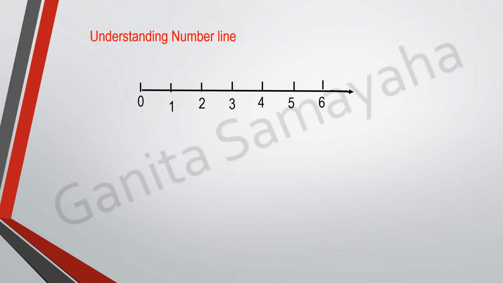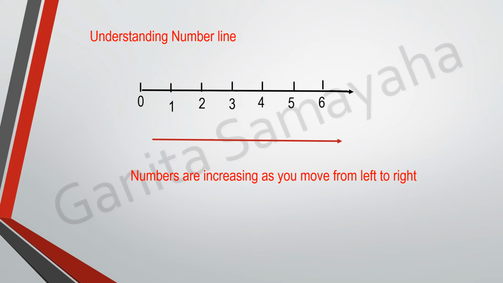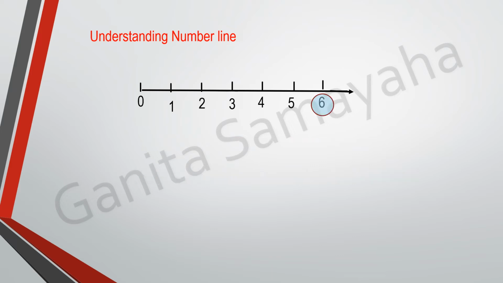When we see this number line, we can see that the numbers are marked 1, 2, 3, 4, 5, 6. From the left, when we are moving to the right, the numbers are increasing: 3, 4, 5, 6. So as we move from the left to the right, the numbers are increasing. Okay, children, we are moving towards our right. And as we move towards our right, what is happening to the numbers? The numbers are increasing as you move from left to right.